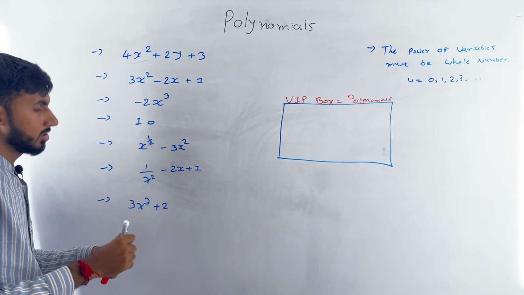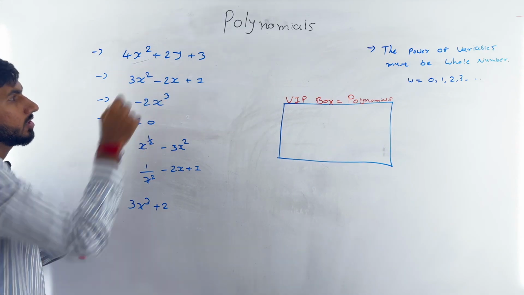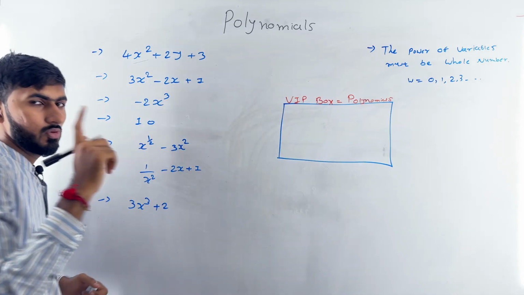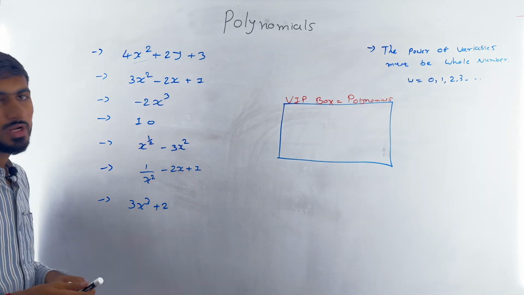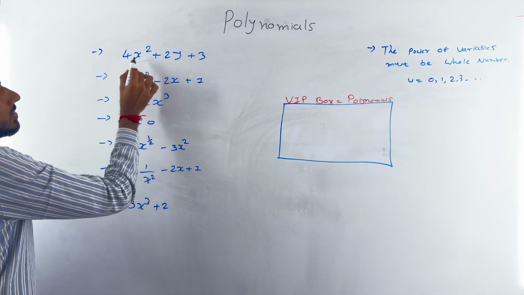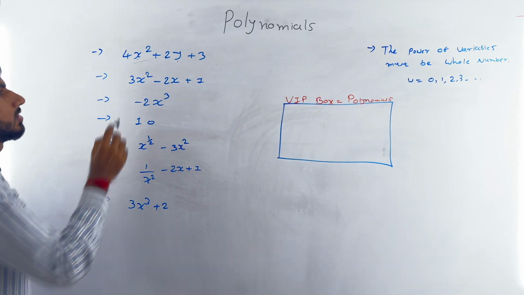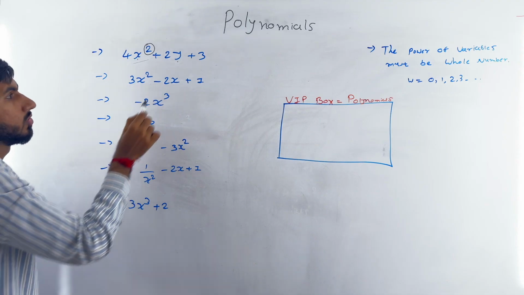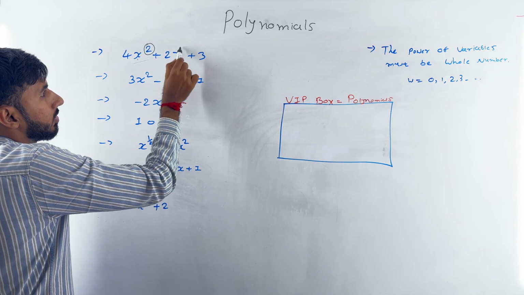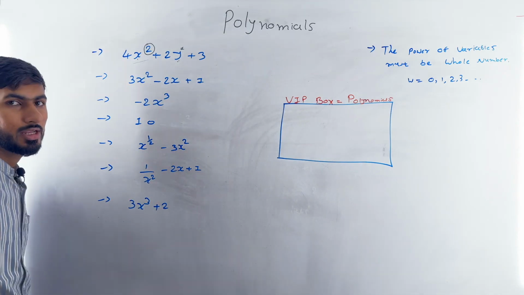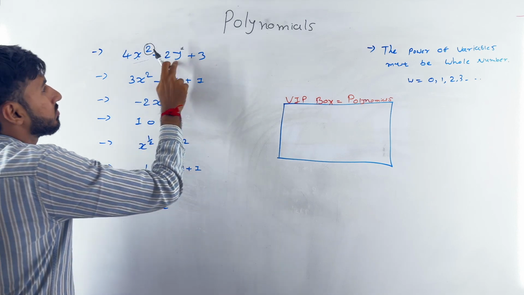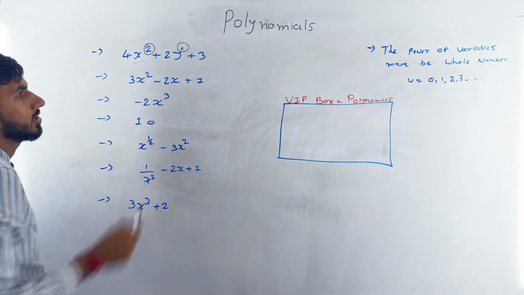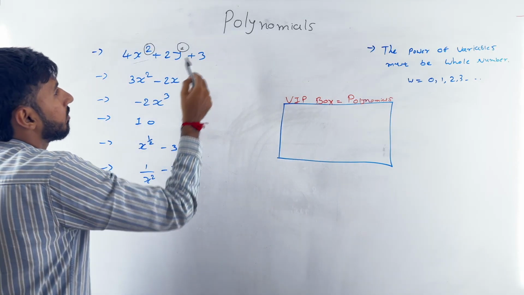So for the first one, here I have 4x square plus 2y plus 3. What I have said is, to be a polynomial, the only rule is you have to check the power of variables. Now here we have variables x, y, right? So for this, the power of x is 2. For this, the power of y is 1, right? I can write y power 1 or y, these both are equal. So the power of x is 2, the power of y is 1. Here I don't have any variables, so I don't have to worry.